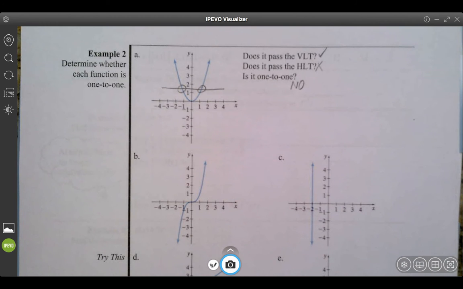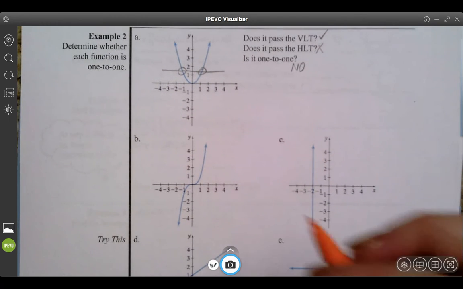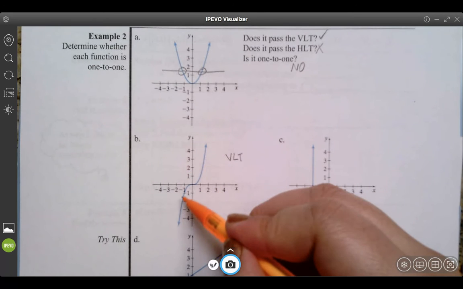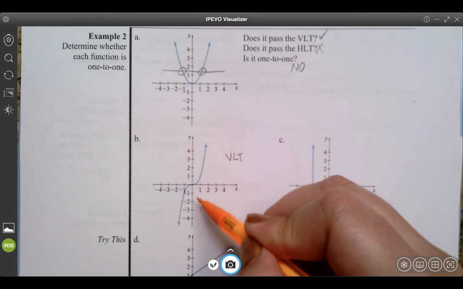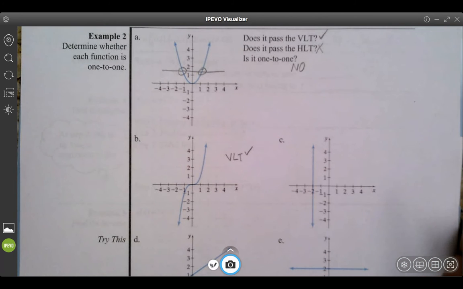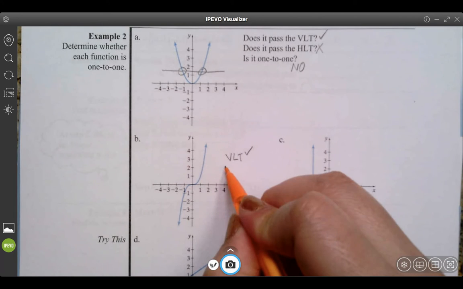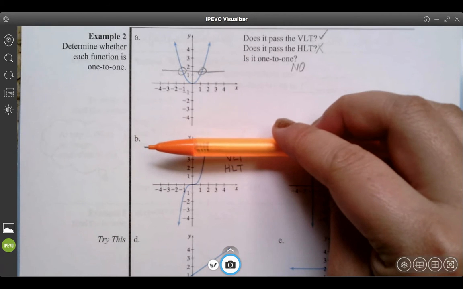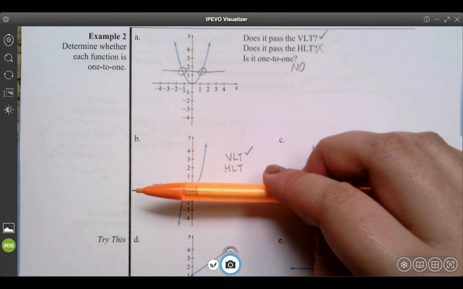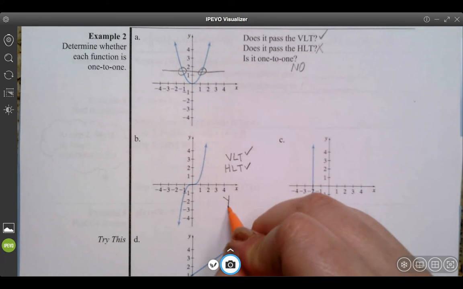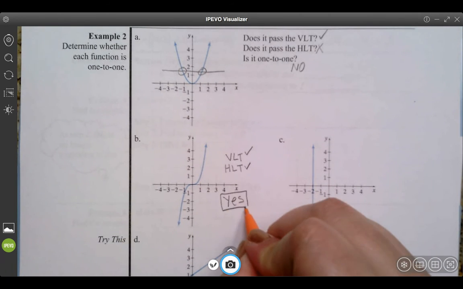On example B, we're going to do the same thing. So we're going to ask ourselves, does it pass the vertical line test? Well, if I draw a vertical line through any point, it will only pass through the graph one time. Therefore, this passes the vertical line test. And then our new question is, does it pass the horizontal line test? Well, if I draw a horizontal line through any point on this graph, it will only ever pass once. And so this does pass the horizontal line test. And therefore, yes, this is one-to-one.